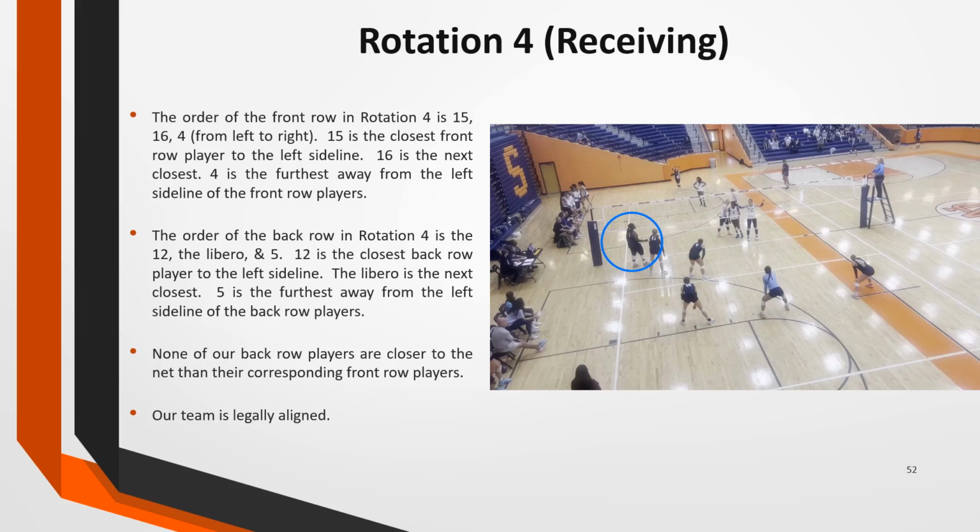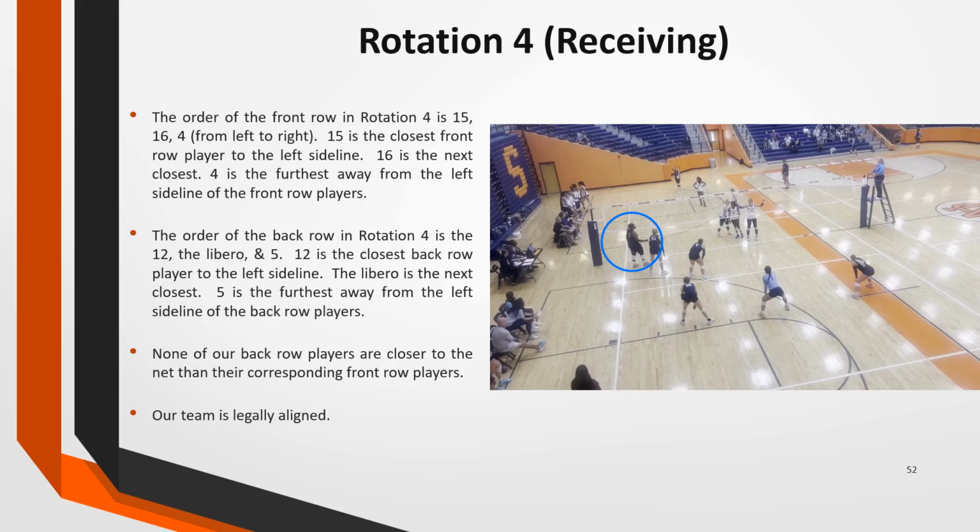The order of our back row seems to fit perfectly here. The order of our back row in rotation 4 is 12, the libero, and 5. And because they're pretty much lined up just a little space apart next to one another, we can obviously see that 12 is the closest back row player to the left sideline, followed by the libero, and ending with 5.